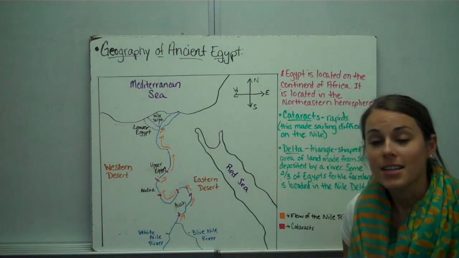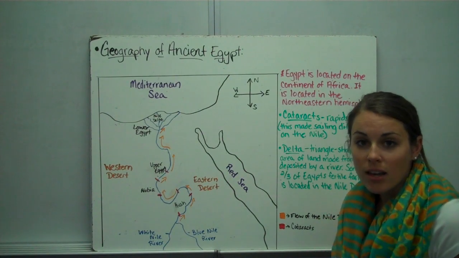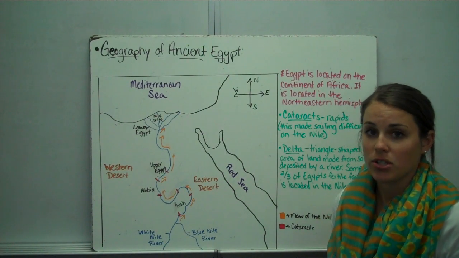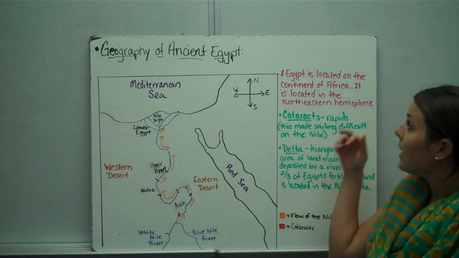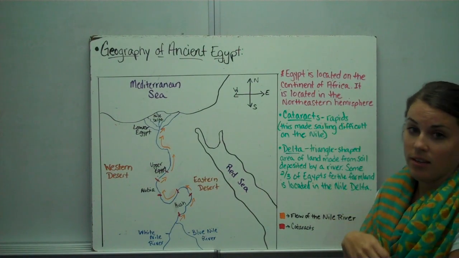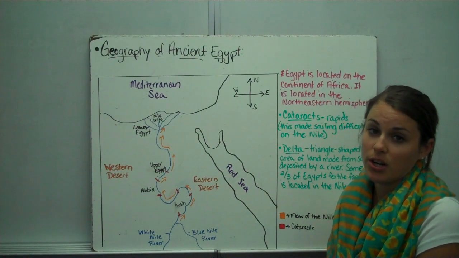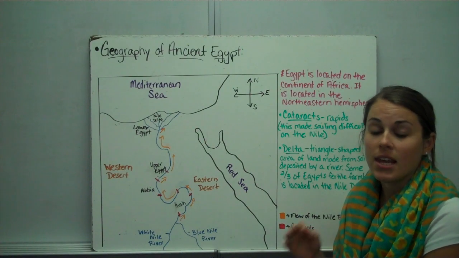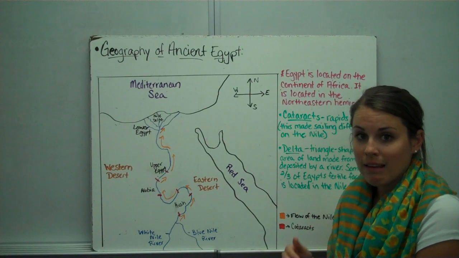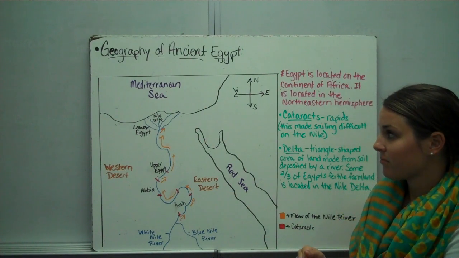Our next unit of study is ancient Egypt. As we begin to study it, we need to make sure we understand the geography. First, Egypt is located on the continent of Africa. It is located in the northeastern hemisphere of our world, meaning it is north of the equator and east of the prime meridian.